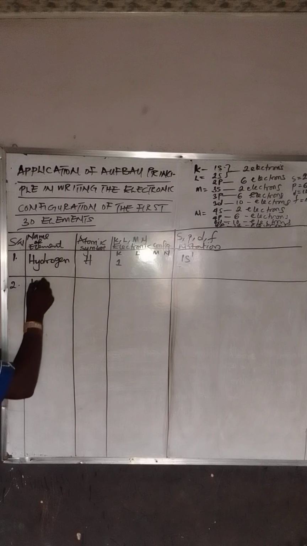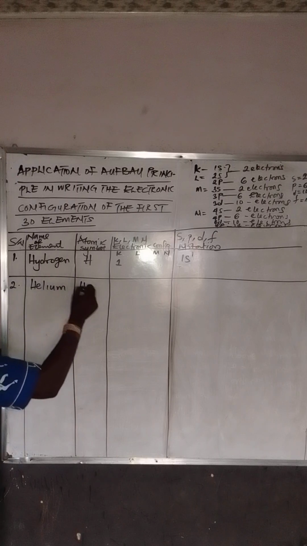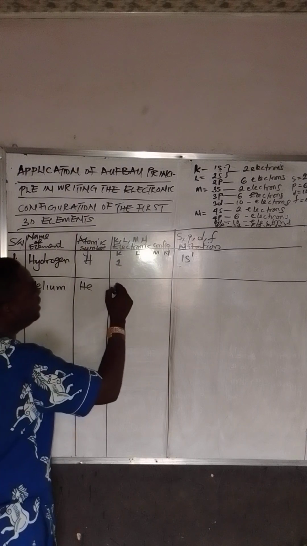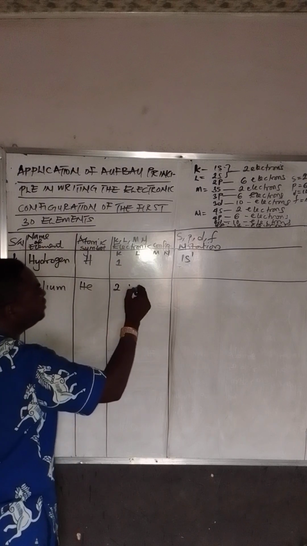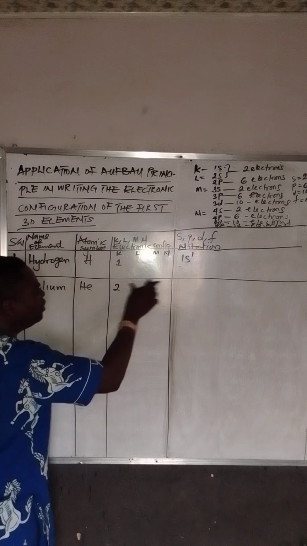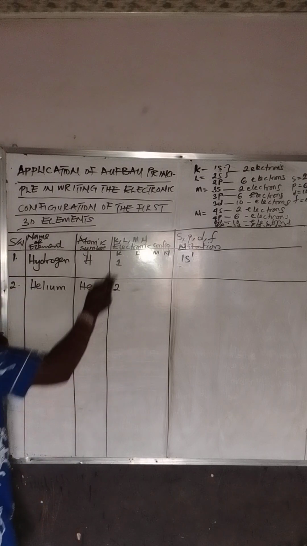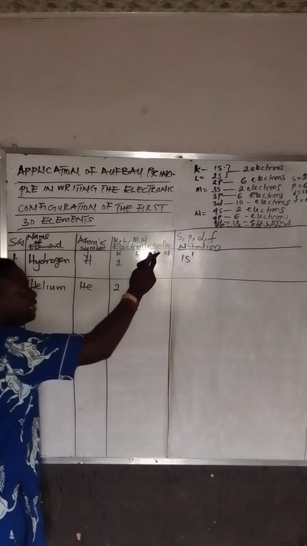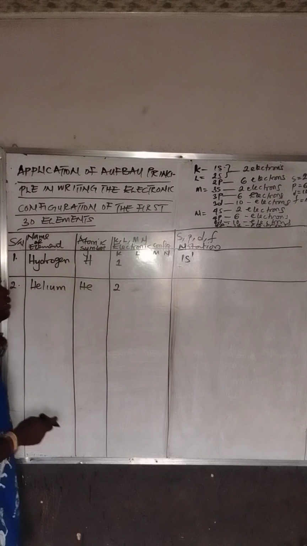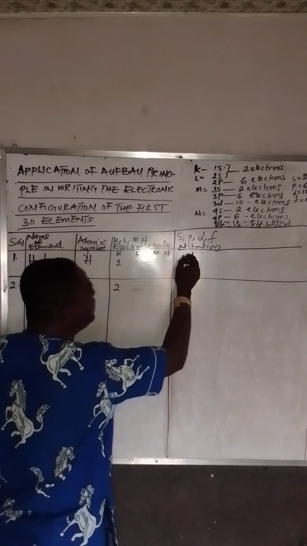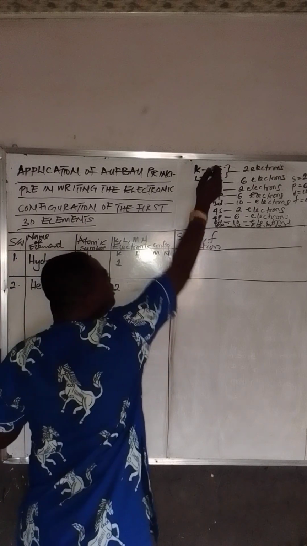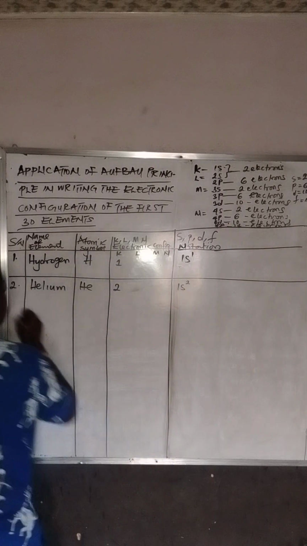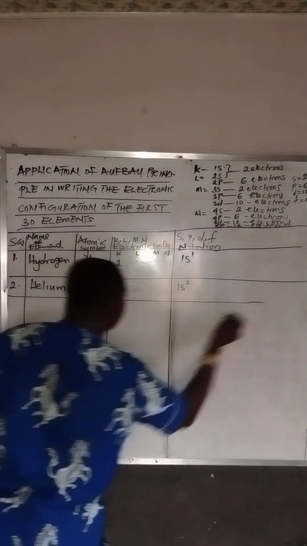Number 2 is helium. Helium, He, having 2 electrons. The configuration is 2. We said the K shell cannot take more than 2, the next one takes 8, then 18, then 32. Now, to write this, the rule says fill 1s first. 1s can carry 2 and there are 2 electrons. So that is that for helium. Then we are done for that.